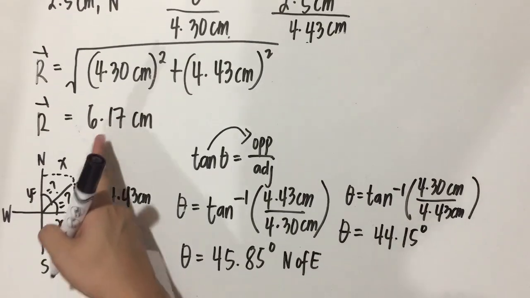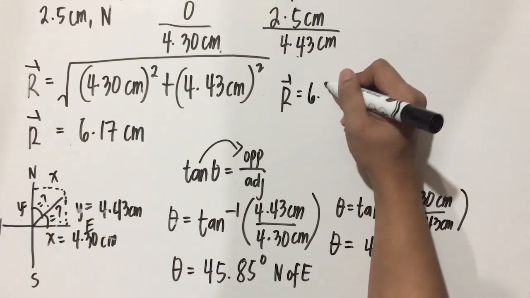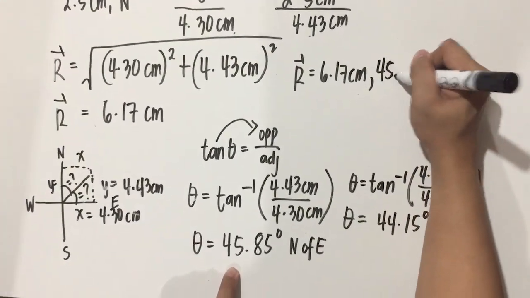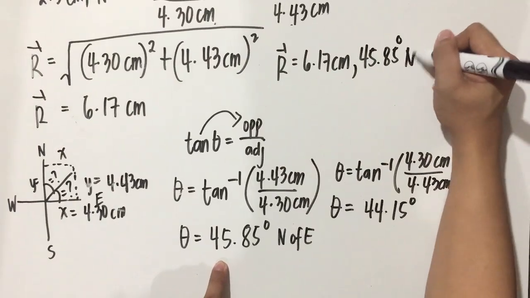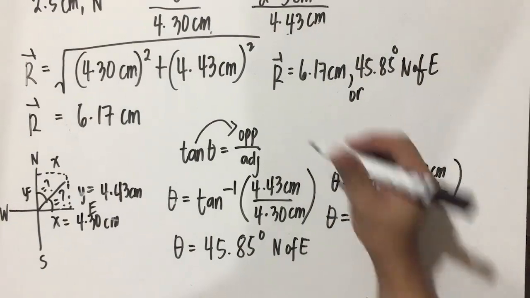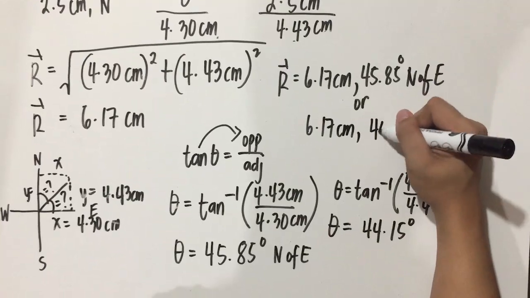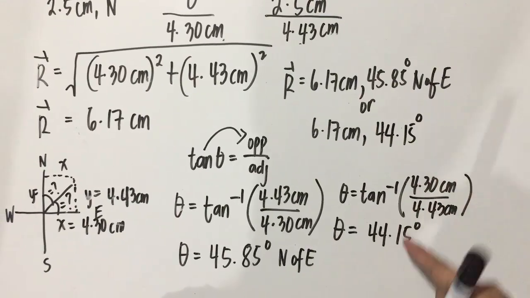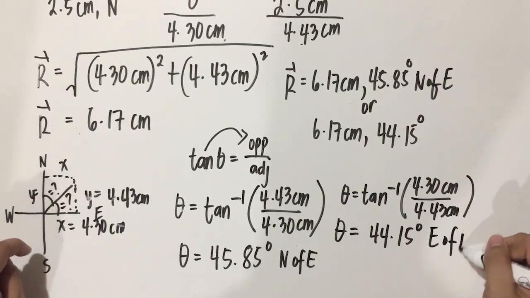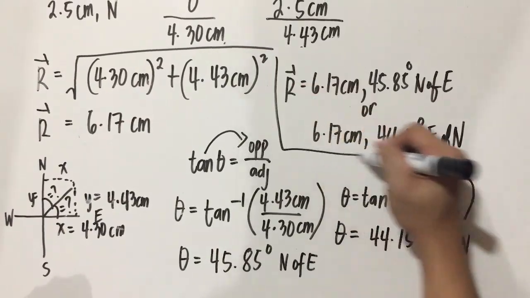So the position now is, let's write again the resultant magnitude, 6.17 centimeters, 45.85 degrees north of east, or 44.15 degrees, we have to add that to 6.17 centimeters. So that is found east of north. Okay, so east of north. So you can have two answers for the direction.